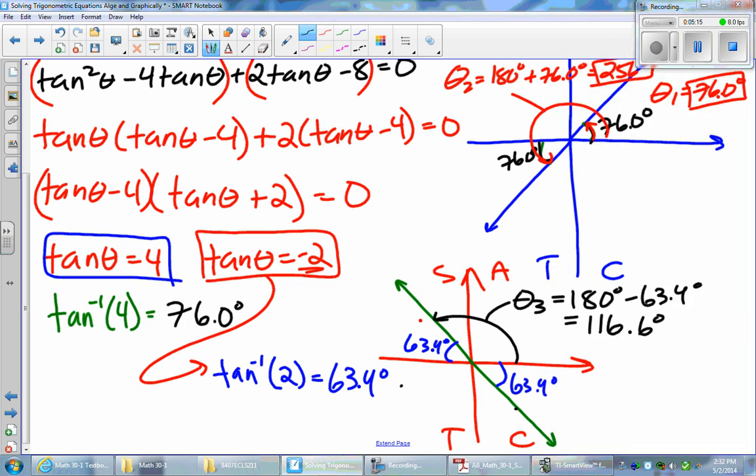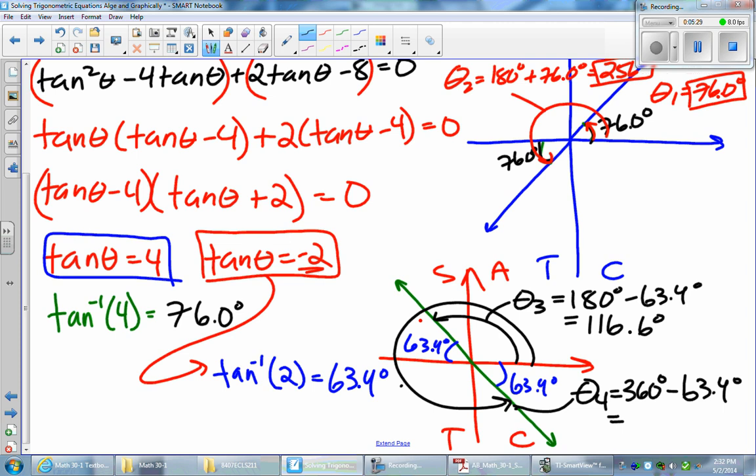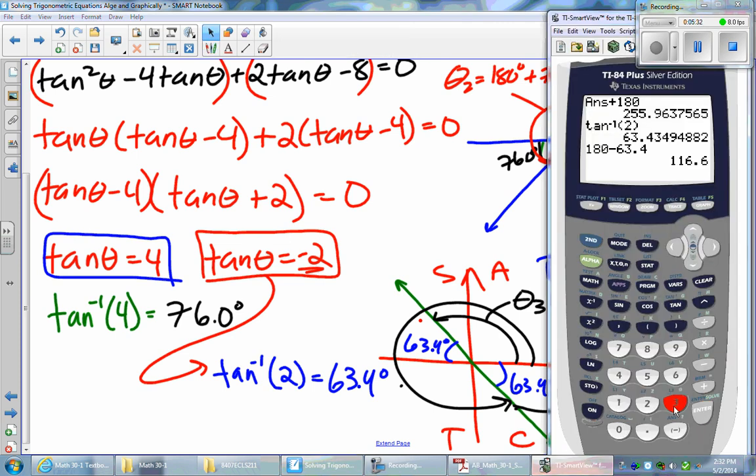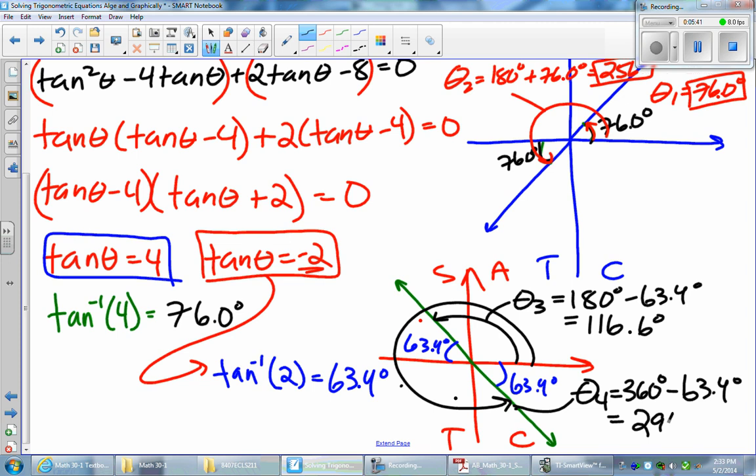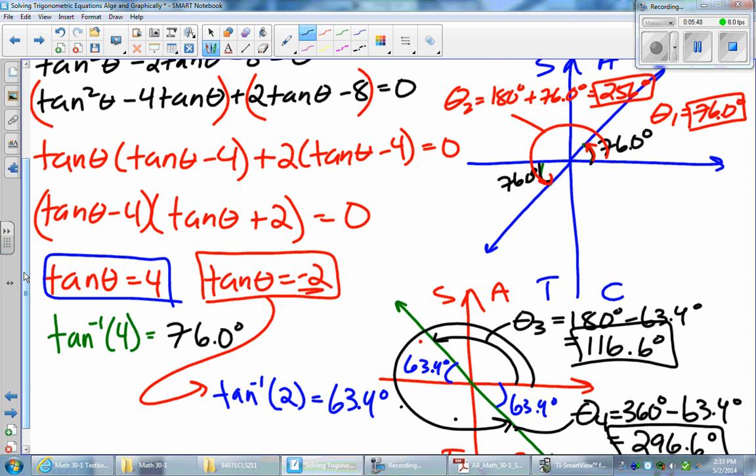That's the third solution. And the fourth, final solution is all the way down here. To get that rotation angle, I'm going to call it theta 4. You want to take 360 degrees and subtract the reference angle, which was 63.4 degrees. I swear this should be the last step here. So 360 minus 63.4 gives me a final solution of 296.6 degrees. So here's solution 4, solution 3, and the other two solutions were up here.